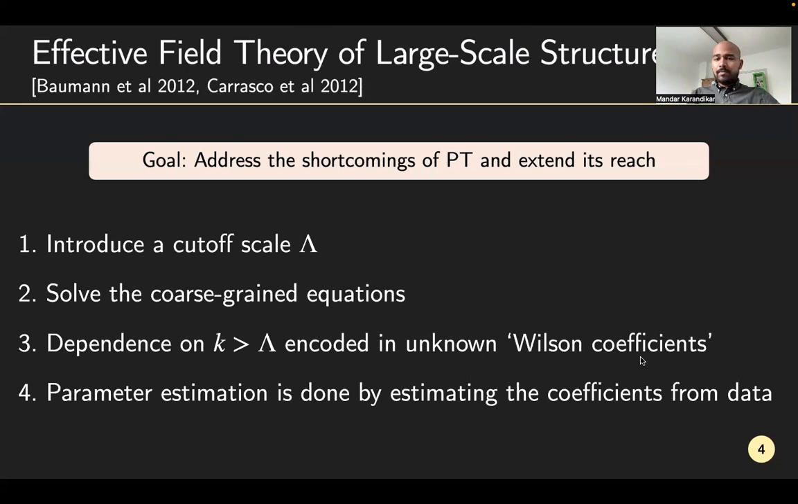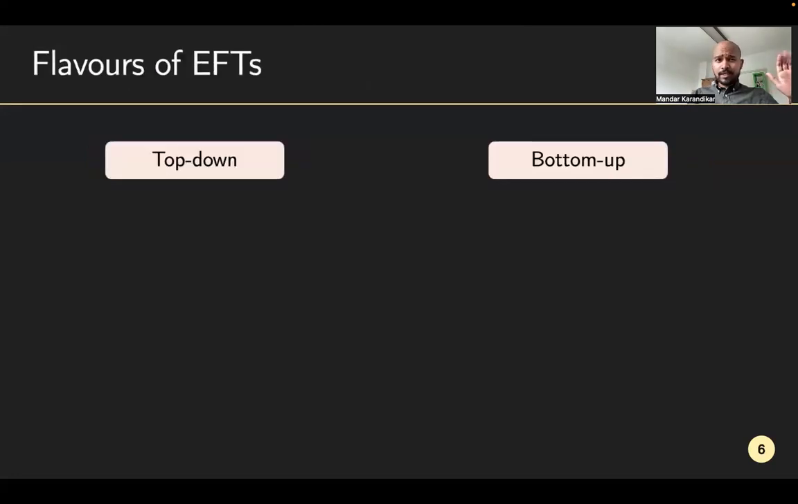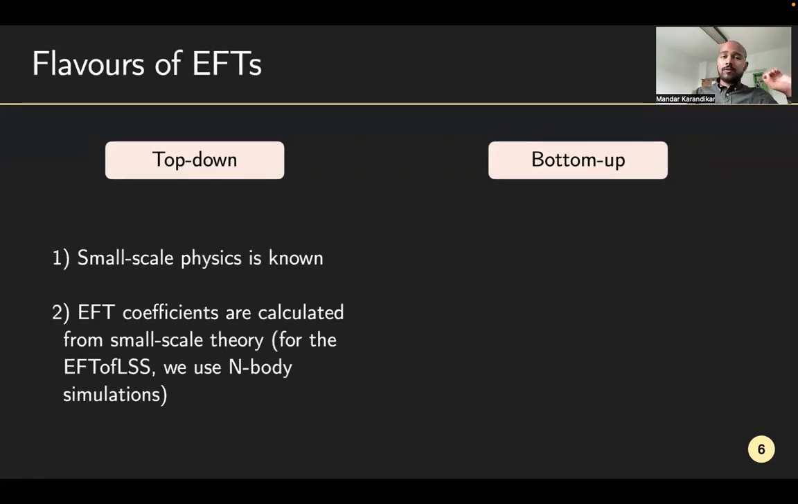Now with this setup in mind, EFTs broadly come in two flavors. You have the top-down case. In the top-down case, you assume that your small-scale physics is known. To be very precise, the small-scale physics in our case is the Vlasov equation, which I will describe in a second. But we can approximate the small-scale physics with n-body simulations, which are, again, very accurate on small scales. And then you calculate the EFT coefficients from the small-scale theory.